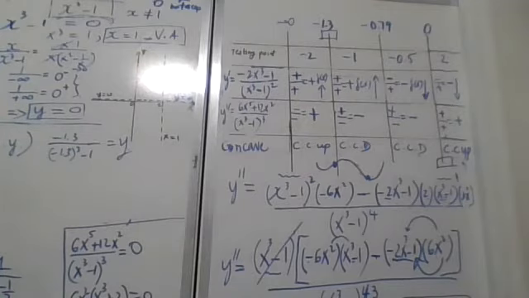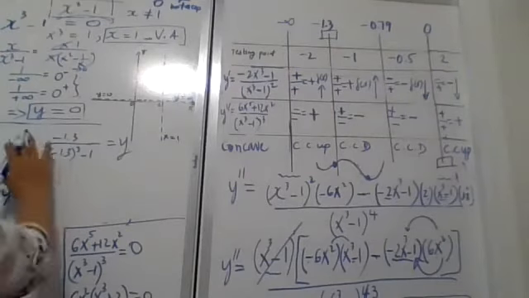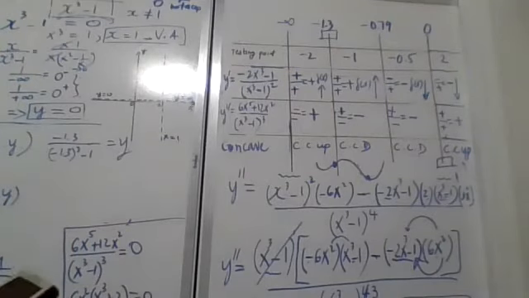So that's one point. Another point is 0, which is 0. Another point is -0.679, and calculate the y again. Then you get a point, right? So mark this point and sketch the function.